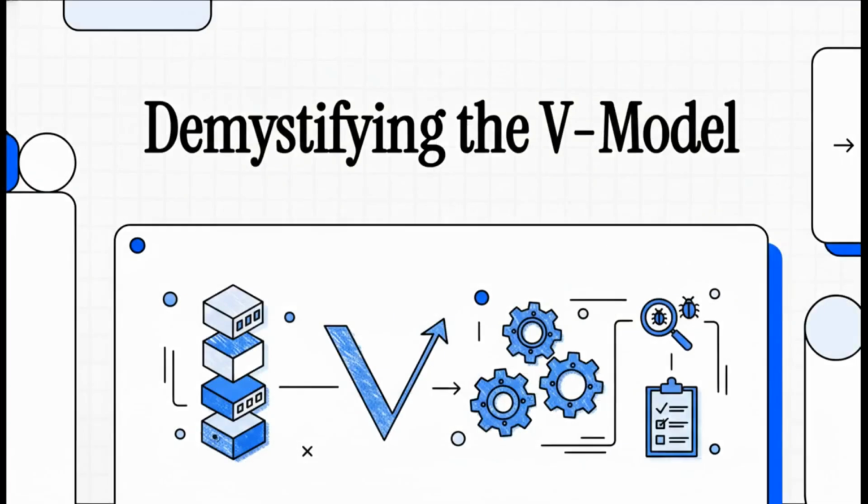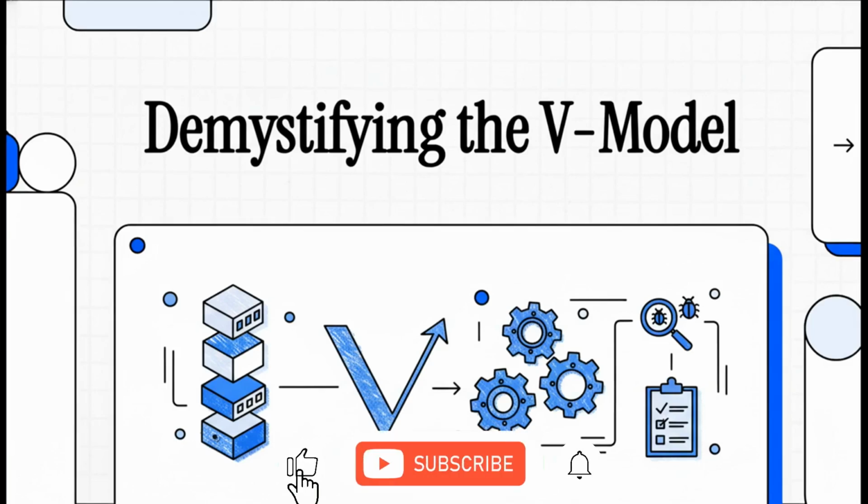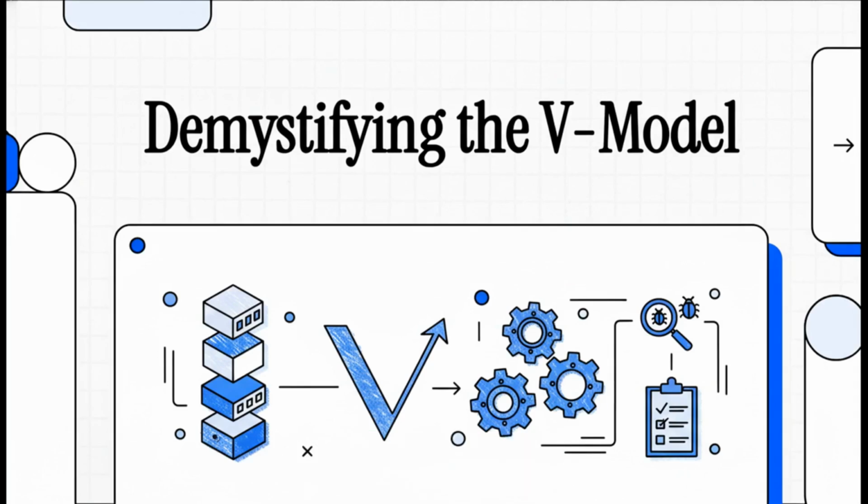All right, today we're going to dive into a really powerful but, let's be honest, often misunderstood software development model. It's called the V model. Think of it as a blueprint for avoiding total disaster. So, let's get right to it.